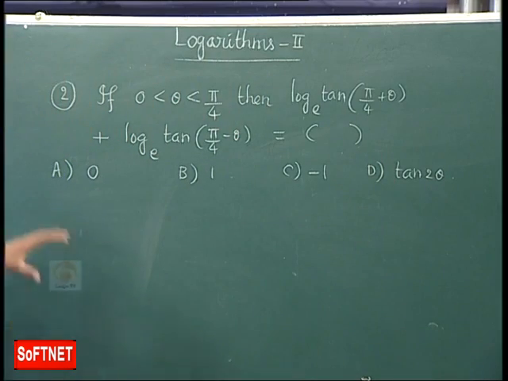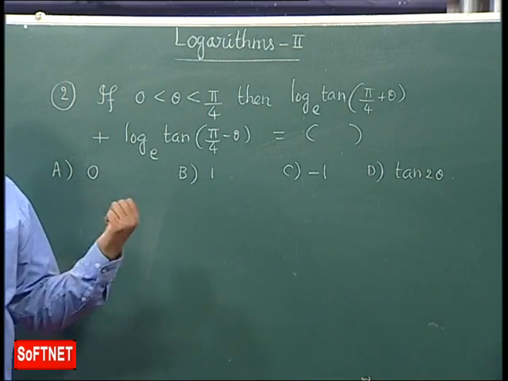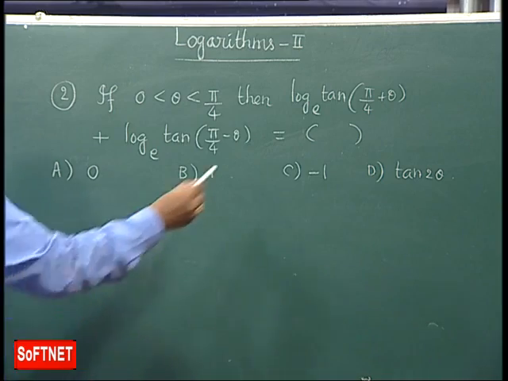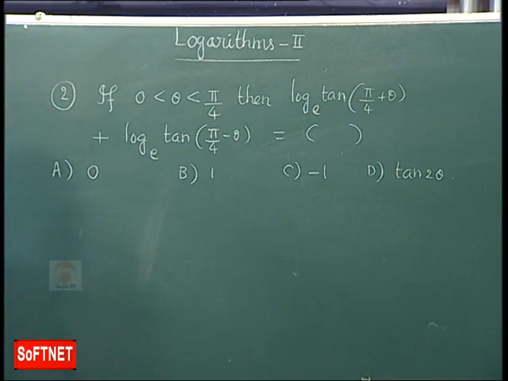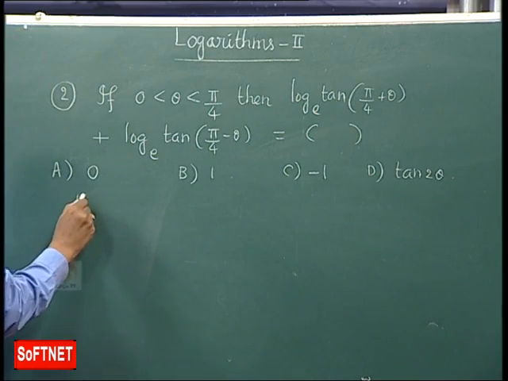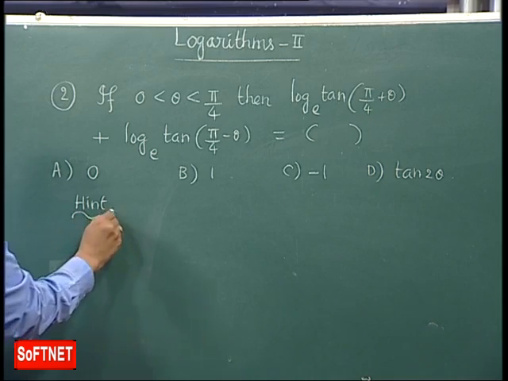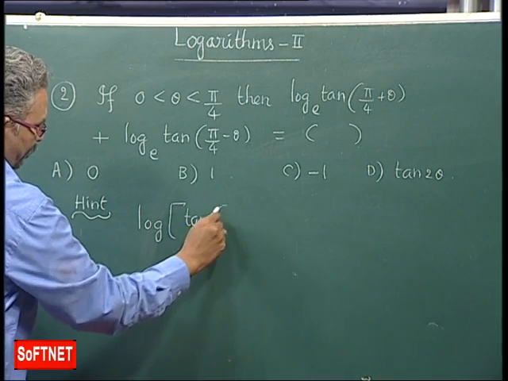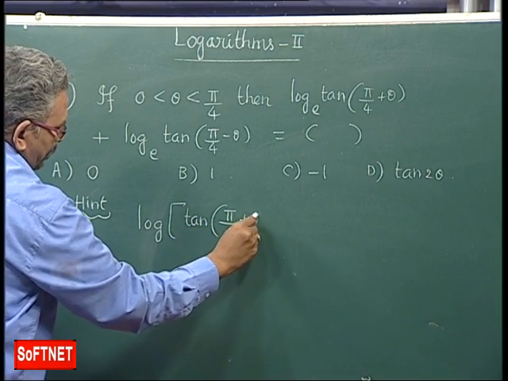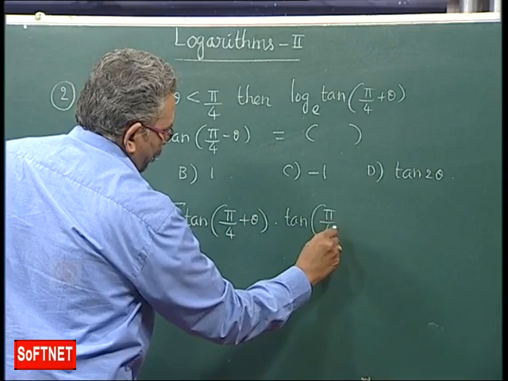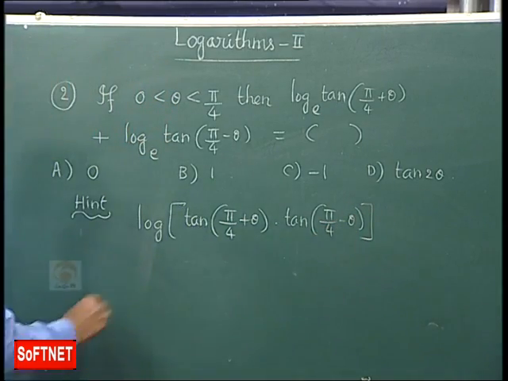So now out of 4 options we have to choose one of the options. Just if you observe this problem, this is log A plus log B form. So that can be put as a single logarithm, that is log of AB, you can write it. So this can be written as log of tan of pi by 4 plus theta multiplied by tan of pi by 4 minus theta, here base e.